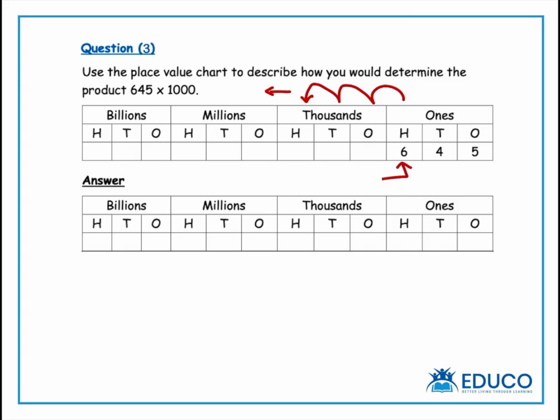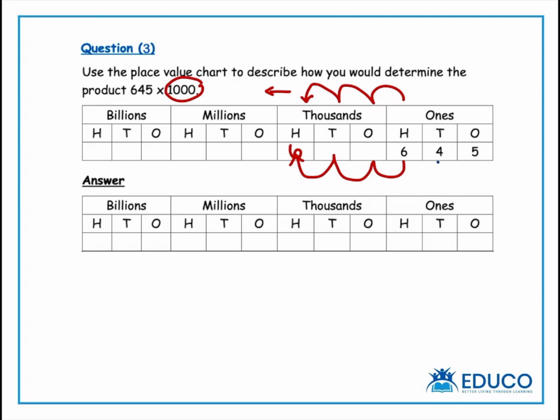How do I know it's 3 places though? Well, first of all, if I look at my number, 1,000, it has how many zeros? 3. So that is a trick to help us know how many places we have to move our number and how many zeros we have to add to the end of our number. So when using my place value chart, I'm going to start by moving each one of my numbers 3 places to the left. So my 6 is going to move 3 places, and it's going to end up in the hundreds place in my thousands column.